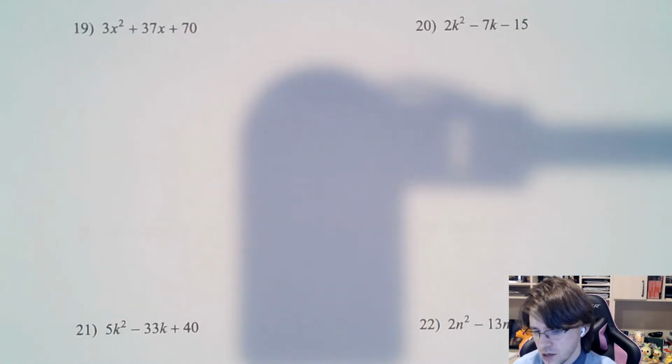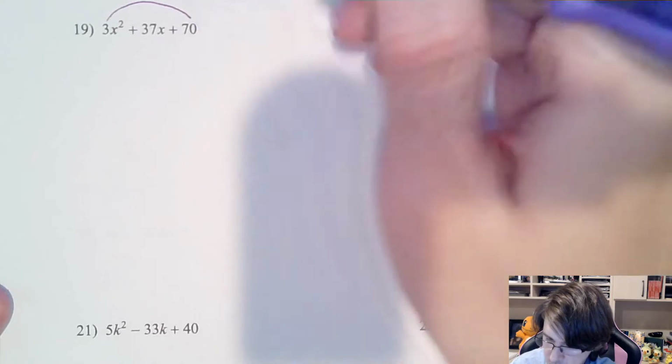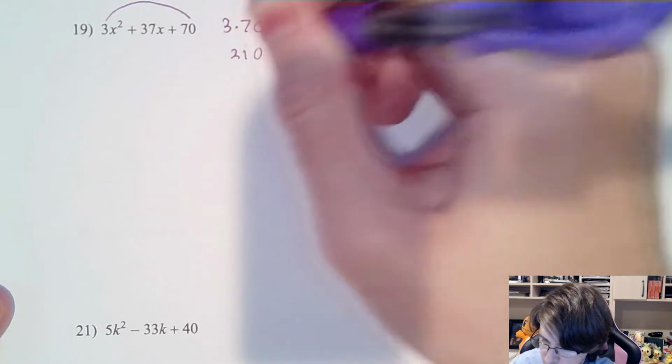Unfortunately, 3 doesn't go into 37 at all. So this is when we know we have to do something different. This is our factor by grouping. So to factor by grouping, we start by multiplying the ends, and we have 3 multiplied by 70, and that's going to give us 210.